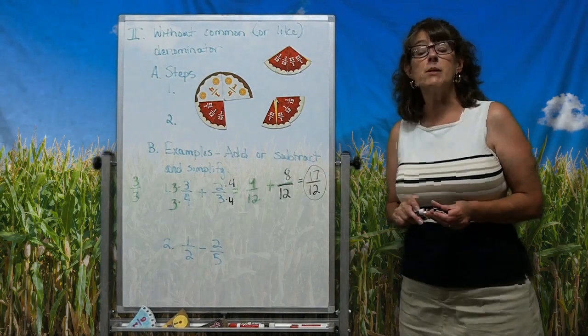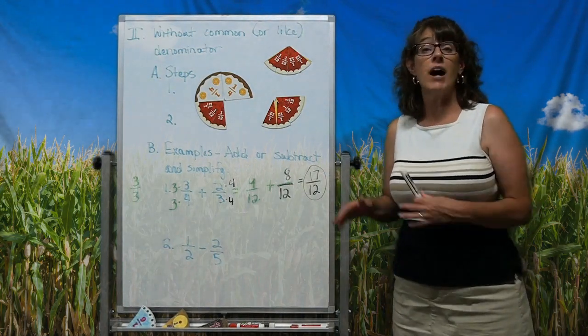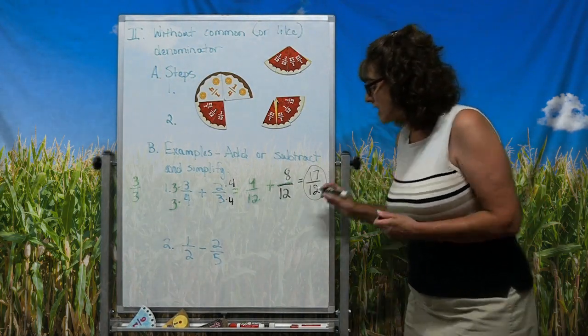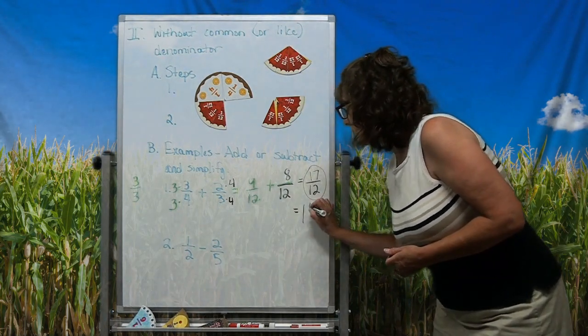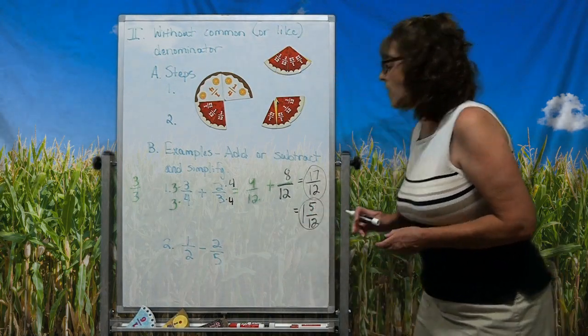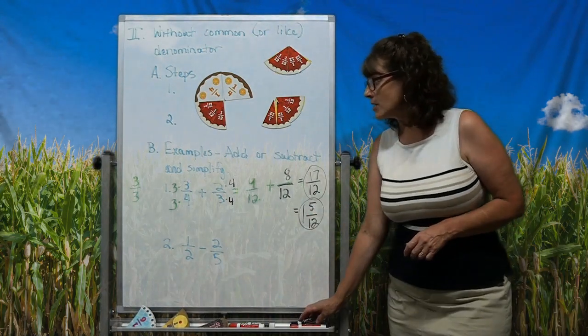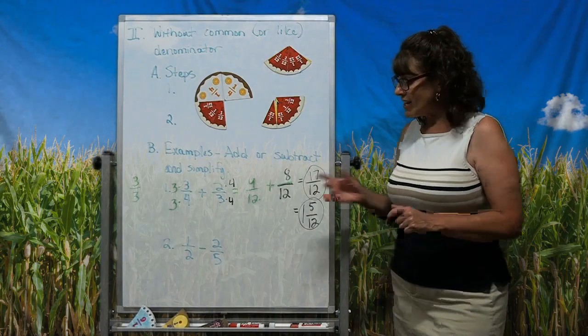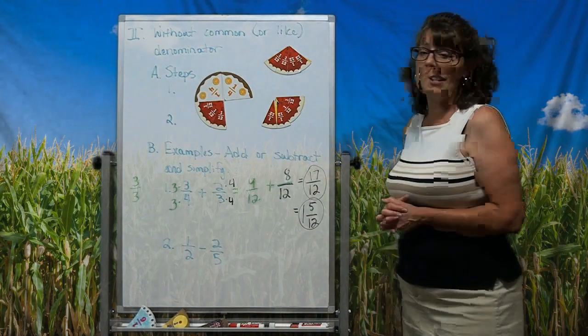And recall that if I'm supposed to turn it into a mixed number, I will divide up. 12 goes into 17 one time with a remainder of 5. Put that remainder over the divisor. So 1 and 5/12 is the same thing as 17/12. All right, let's take a look at a subtraction problem, and then we'll settle into these steps.